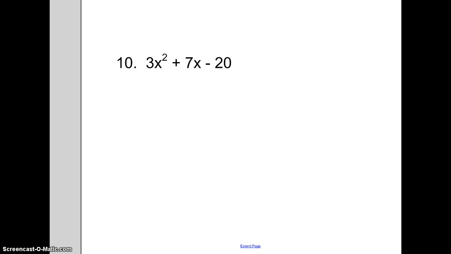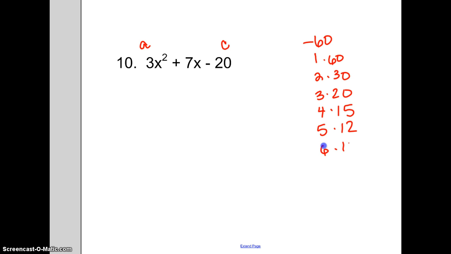Let's do one more. 3x squared plus 7x minus 20. There are no common factors to take out, so let's take the a times the c. 3 times negative 20 is negative 60. And then we're going to list all the pairs that multiply together to be 60. 1 and 60, 2 and 30, 3 and 20, 4 and 15, 5 and 12, 6 and 10, and I think that's it.